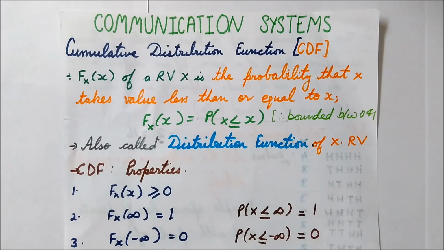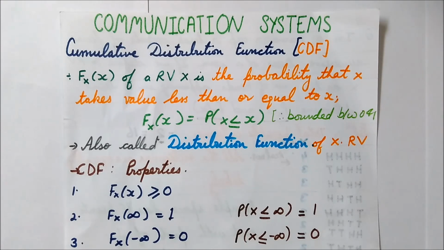Today we are going to see another topic of Unit 1 of the subject Communication Systems. In our last video we talked about random variables and we saw that the random variable is a function which is used to assign a real number value to each sample point of the sample space of any random experiment. So today we are going to see the probabilistic description of that random variable.